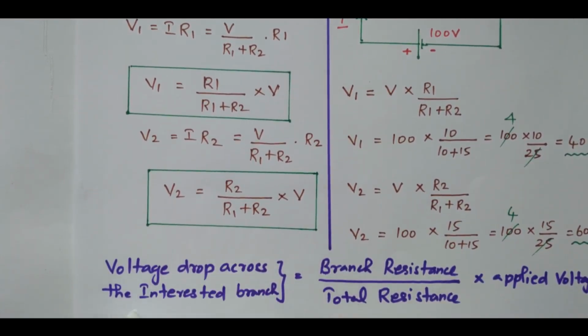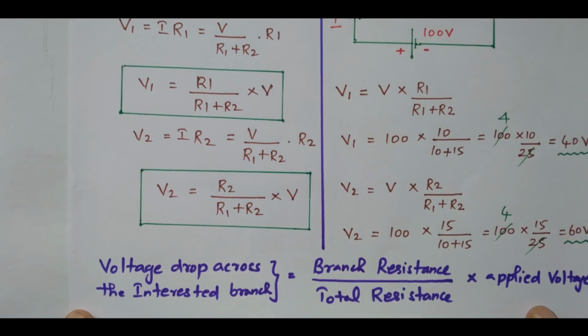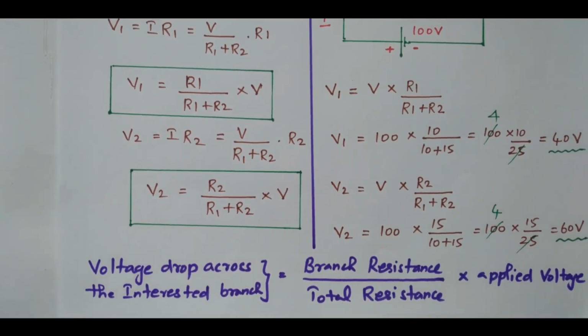The voltage drop across the interested branch, that is, whichever resistor we need the voltage drop for, is that branch resistance divided by the total resistance, into the applied voltage. Right? So this is the general formula. The voltage drop across the interested resistor is the branch resistance divided by the total resistance, multiplied by the applied voltage.